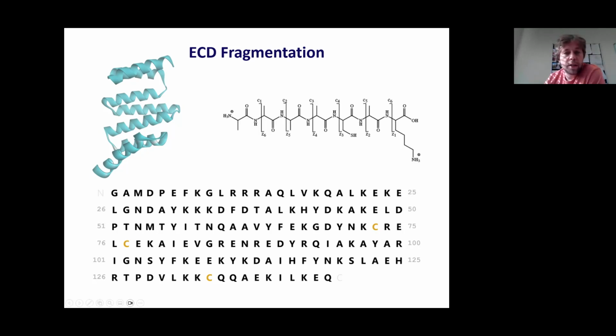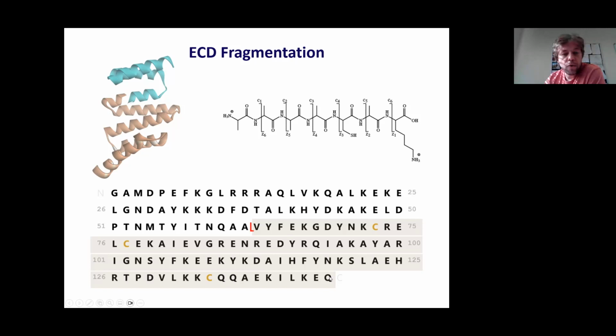ECD fragmentation very specifically fragments between the amine and the alpha carbons. We get C ions and Z ions. So if we have a fragmentation between the alanine and the valine, what we're actually looking for is not an amino acid by itself. What we're looking for is a peptide which corresponds to the mass of the fragment all the way to the N-terminus. This is what we call a C ion. And then you get the corresponding Z ion, which corresponds to the mass of that cleavage all the way to the C-terminus.